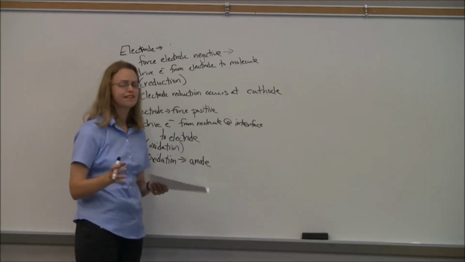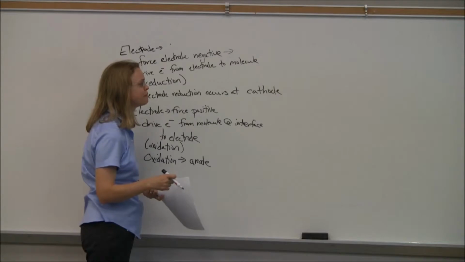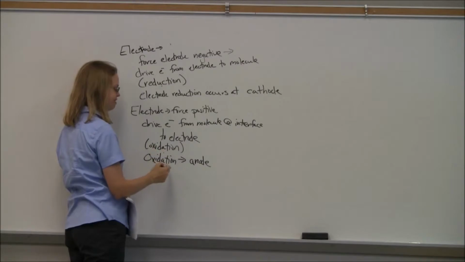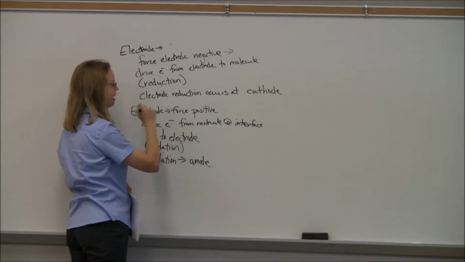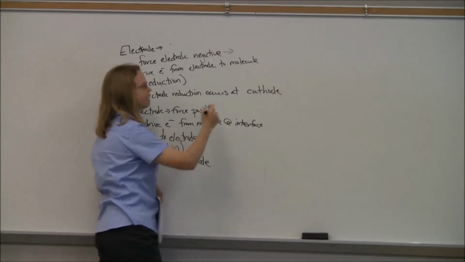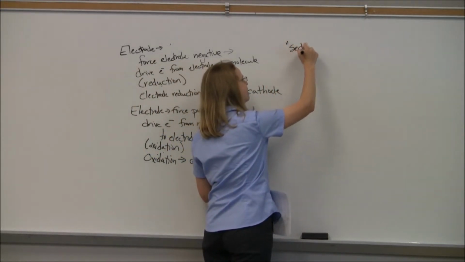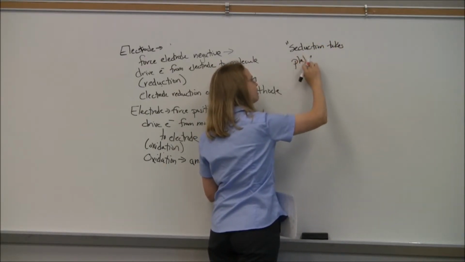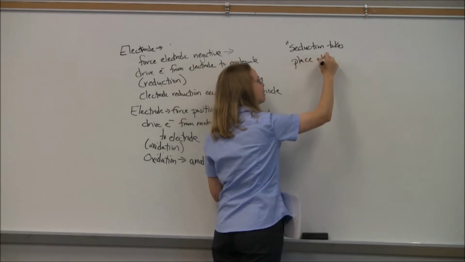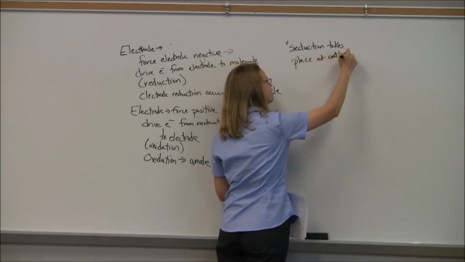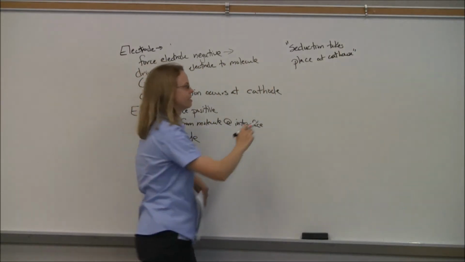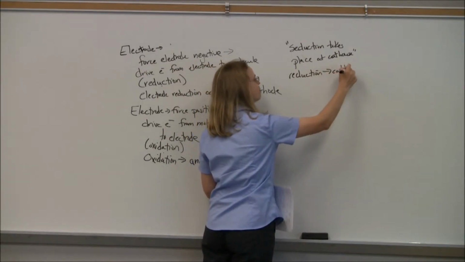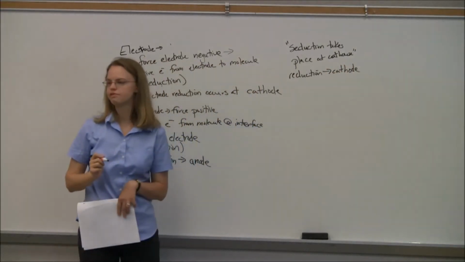My general chemistry professor taught us these way back when, and I still remember them. To remember which one happens, reduction or oxidation, and which one is the anode and the cathode, he taught us this one: seduction takes place at the cat house. It's cheesy, it's stupid, but that's supposed to be reduction occurs at the cathode. You're supposed to be able to remember that. If these do nothing for you, they do nothing for you.